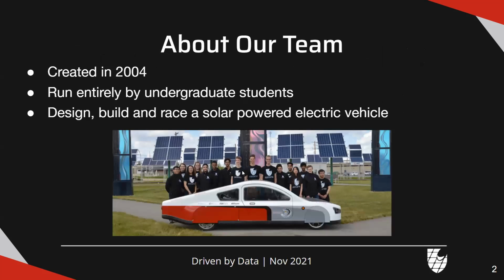To start off, I will tell you a bit about our team. We were founded in 2004 by a group of undergraduate engineering students. Over the years, our team has grown to over 80 members, who are all undergraduate students. Our team consists of multiple sub-teams who are in charge of different components of the car, which we will be talking more about later on. We all work to design, build, and race a solar-powered electrical vehicle.